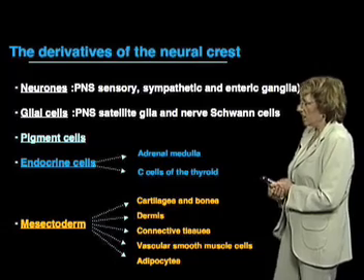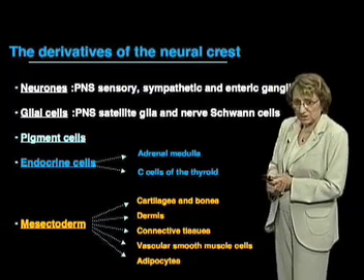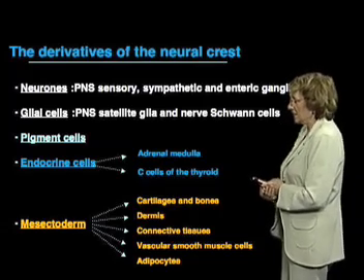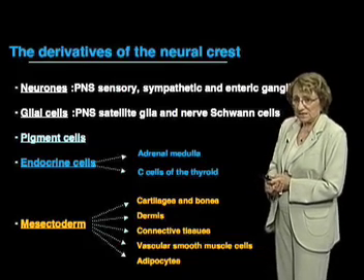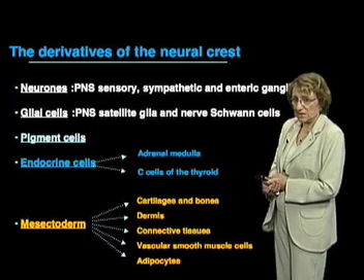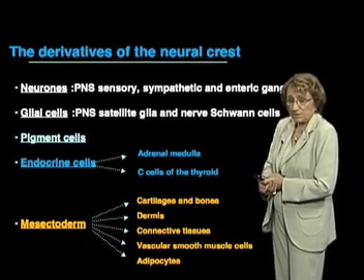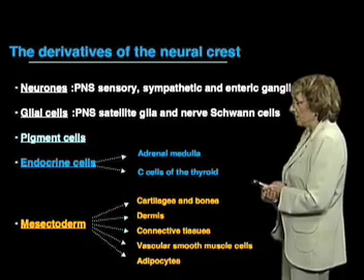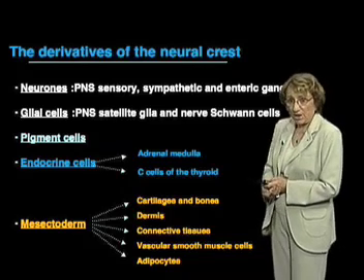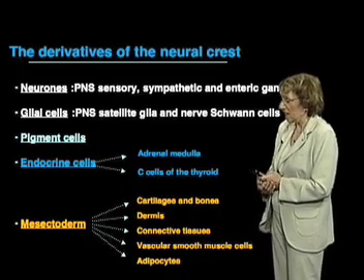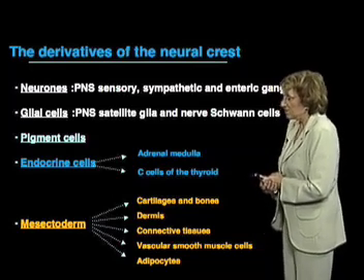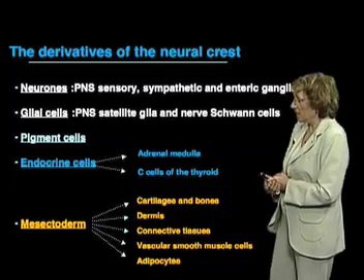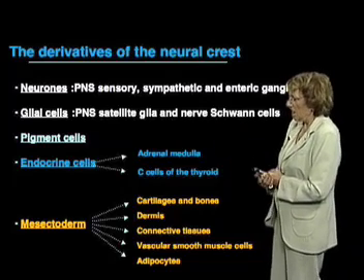And they were called by the person who discovered them, Julia Platt, at the end of the 19th century, mesectoderm, to distinguish these mesenchymal cells from the mesenchymal cells of the mesoderm, which are all over the body, except at the head level, where the mesenchymal cells are derived from the neural crest and are called mesectoderm.